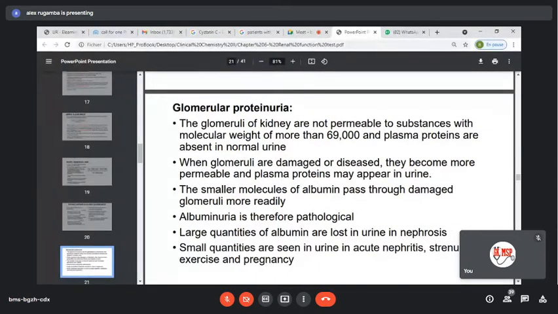So the presence of albumin in the urine will indicate a problem, because albumin is the biggest plasma protein that we know. If this protein passes through the glomerulus and is eliminated in the urine, then it indicates a problem in filtration.